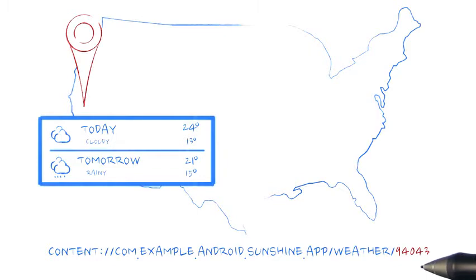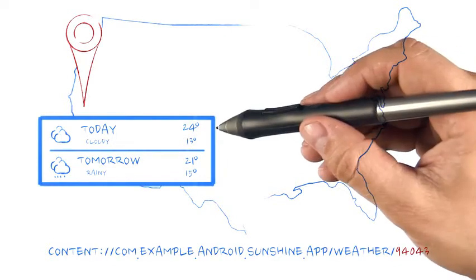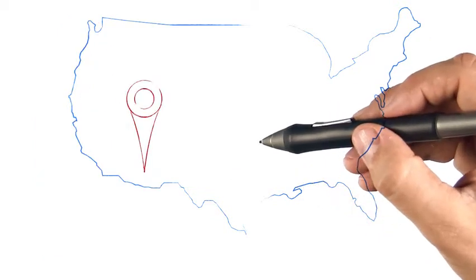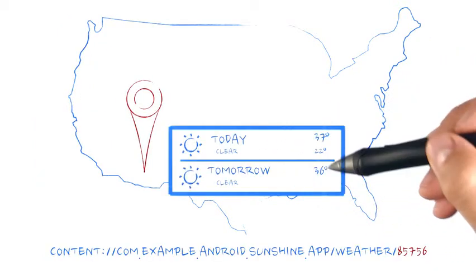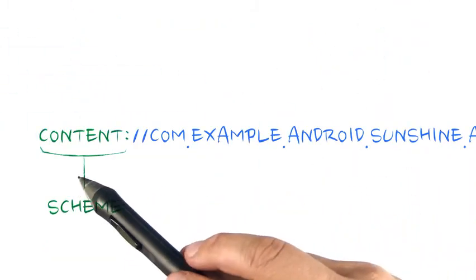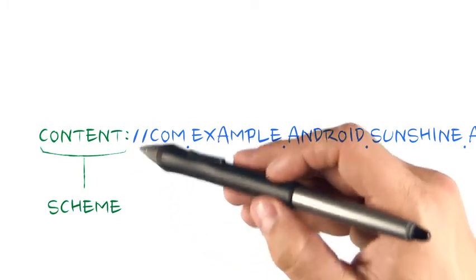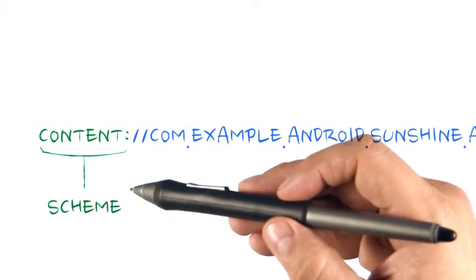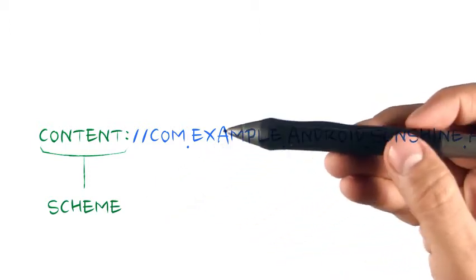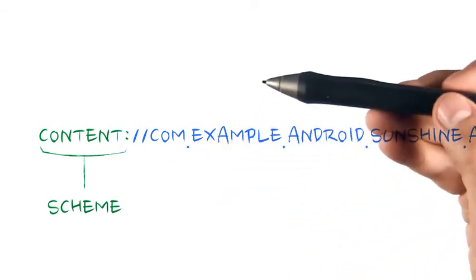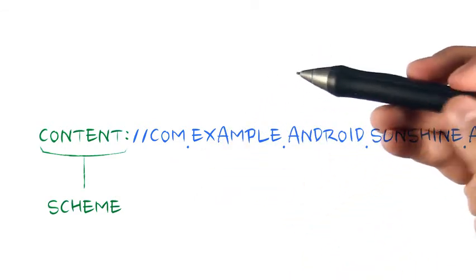Our content provider returns a cursor containing the database rows that correspond to the URI. By changing the query value of the URI, we can have Sunshine display weather from different parts of the country. Each URI can contain the content scheme. A scheme is the first part of a URI that precedes the colon, and it identifies the protocol that the URI will be using. You are used to seeing schemes such as HTTP and FTP in URIs. Content colon implies that the URI refers to a content provider.